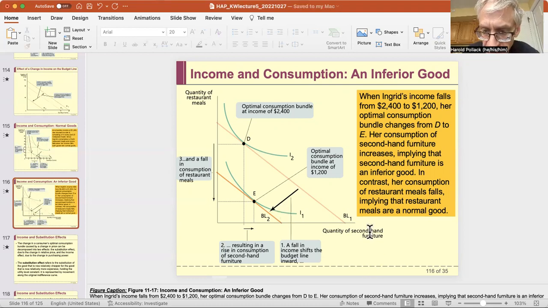So if I didn't make this secondhand furniture, but I made it store brand cereal, I still consume more of it. I like cereal, but I wouldn't consume that much more of it if I had more money.